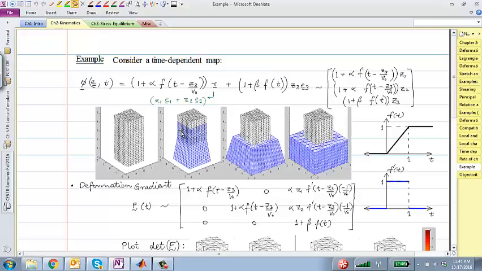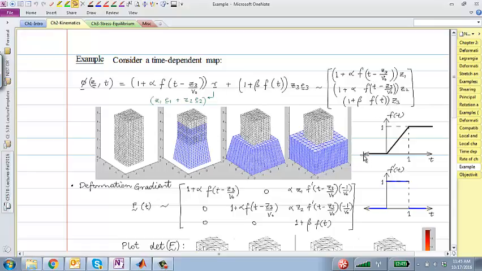So what this map is doing is it deforms the body in the radial direction using one factor. That factor is this one up here. And it deforms the body in the vertical direction, z3, in the e3 direction, using a different factor. And I've written the explicit expression out here.